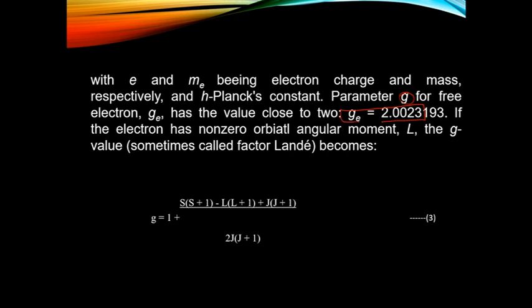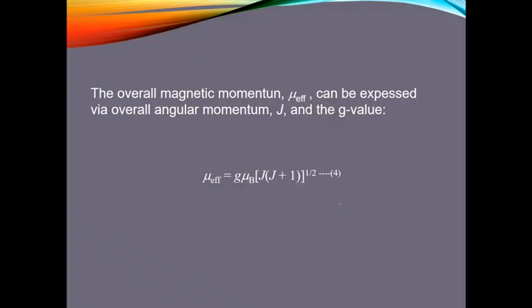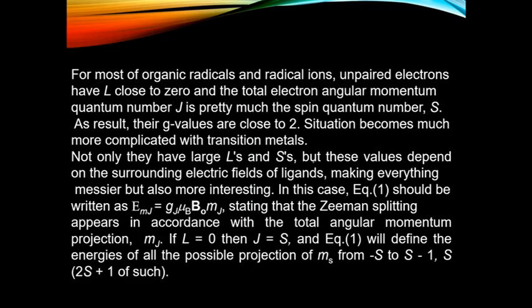This is called the g value. You should not forget this, and it is sometimes called the Landé splitting factor. g is given by 1 plus [S(S+1) minus L(L+1)] over 2J(J+1), so it is a calculated value. The overall magnetic moment can be expressed by the angular momentum and the g value.